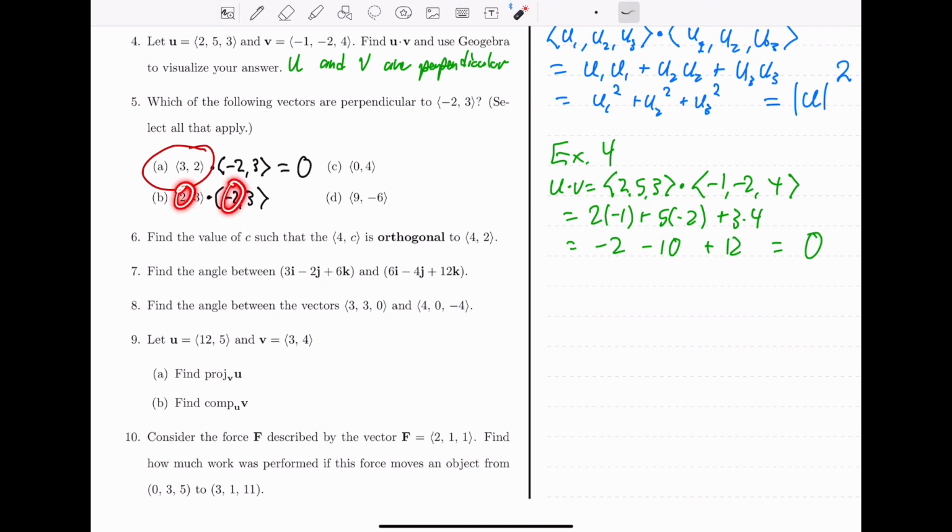2 times -2 is -4. Then we add 3 times 3. Maybe we should write out the steps for this one. Let's see, we get -4. That's 2 times -2. 3 times 3 is 9, so we add 9.